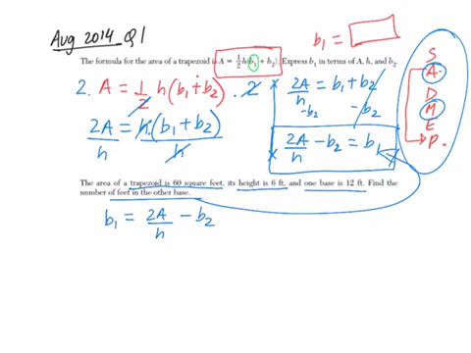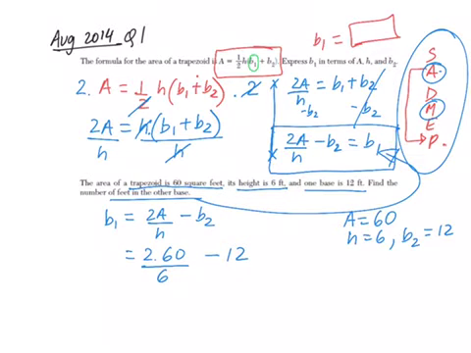So what information do we have? We know A is 60, we know the height is 6, and we know one of the bases, let's take it as b2, is 12. And we can find the other base. So let's plug all these values in. 2 times 60 divided by 6 minus 12. Now 60 divided by 6 is 10. And then 2 times 10 is 20.